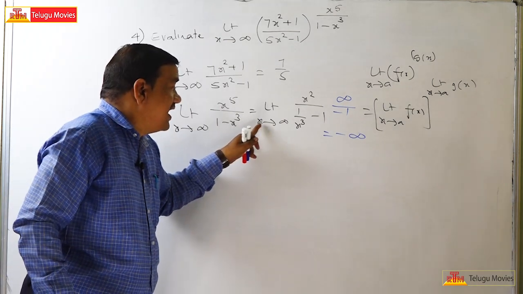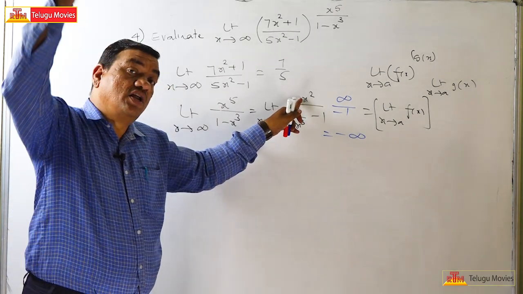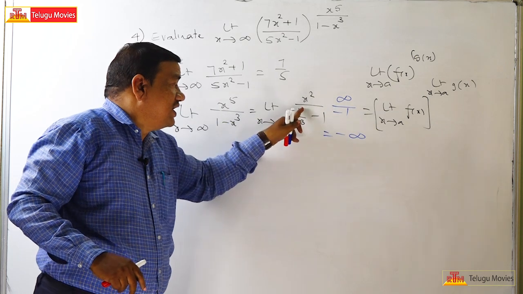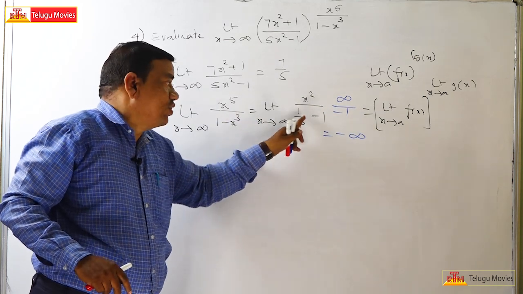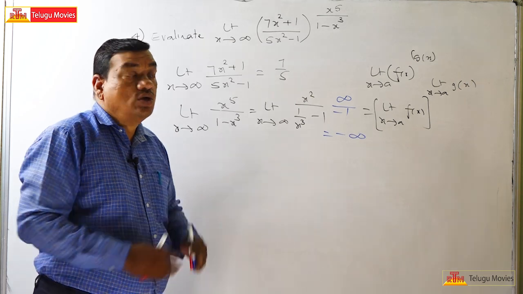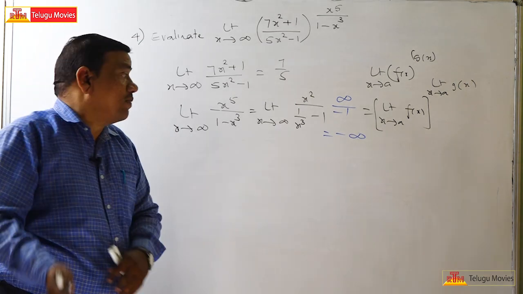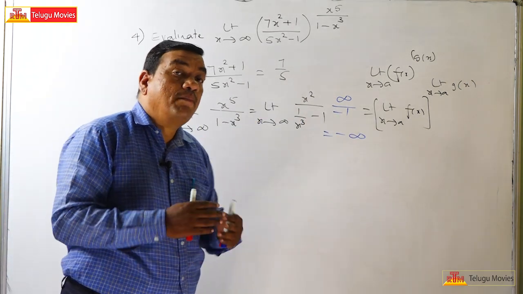So the numerator, as x tends to infinity, x square also tends to infinity. Here 1 by x cube is 0, so 0 minus 1 is minus 1. So 1 by x cube minus 1 tends to minus 1, and this is equal to minus infinity.